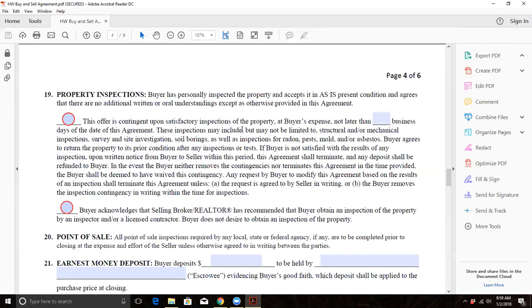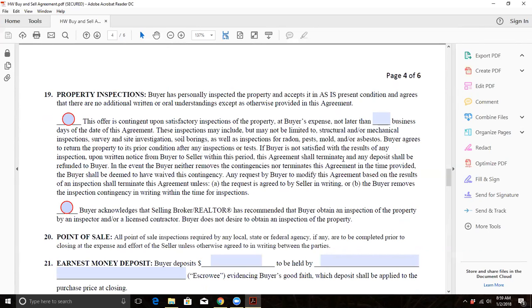These inspections may include, but may not be limited to, structural and mechanical inspections, survey and site investigations, soil borings, as well as inspections for radon, pests, mold, and/or asbestos. Buyer agrees to return the property to its prior condition after any inspections or tests. If buyer is not satisfied with the results of any inspection, upon written notice from buyer to seller within this period.